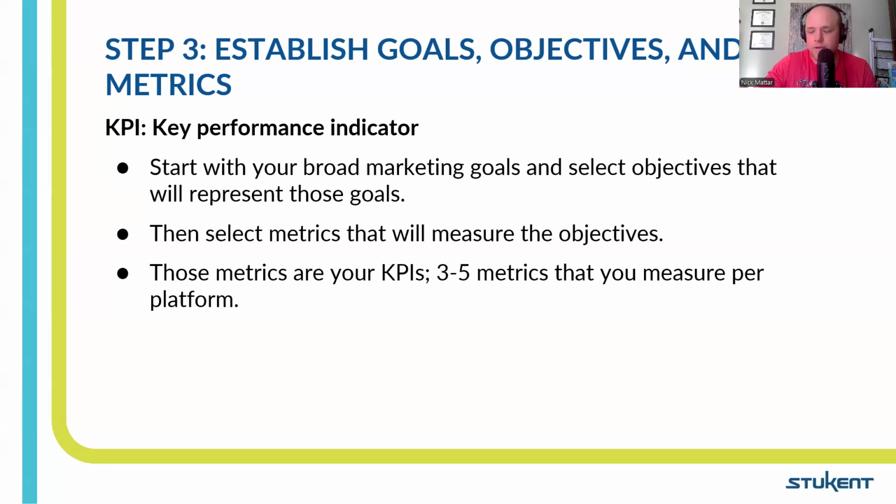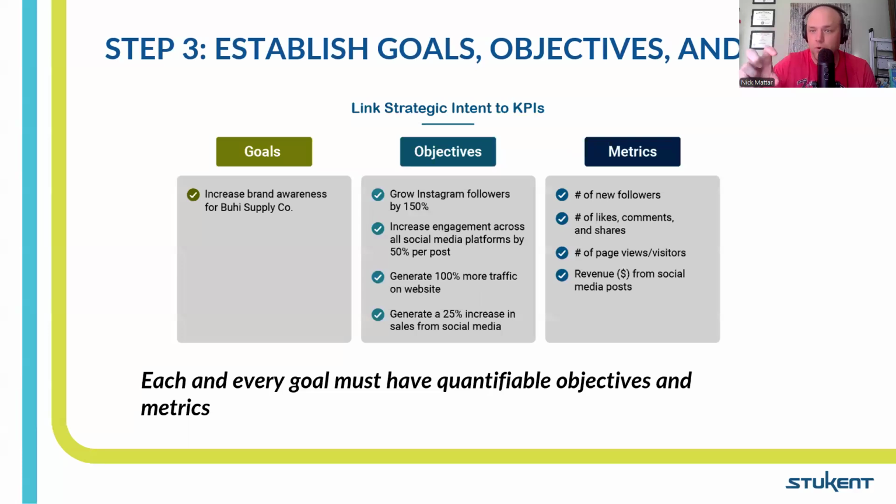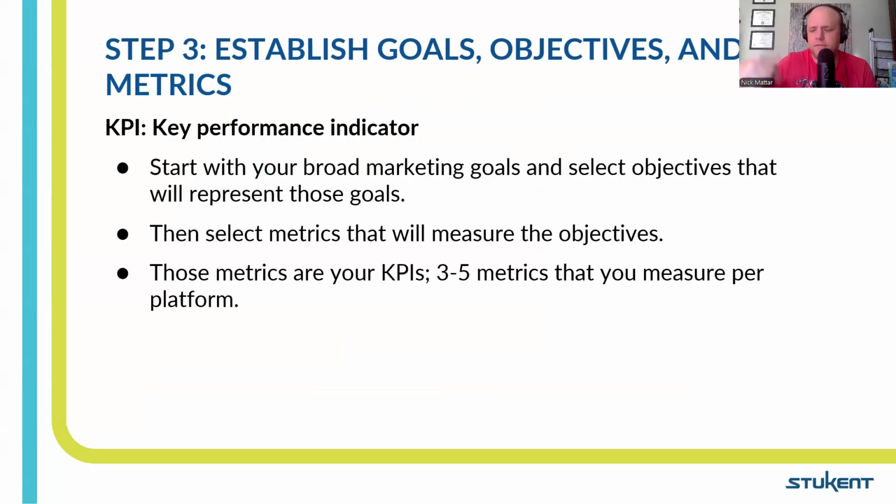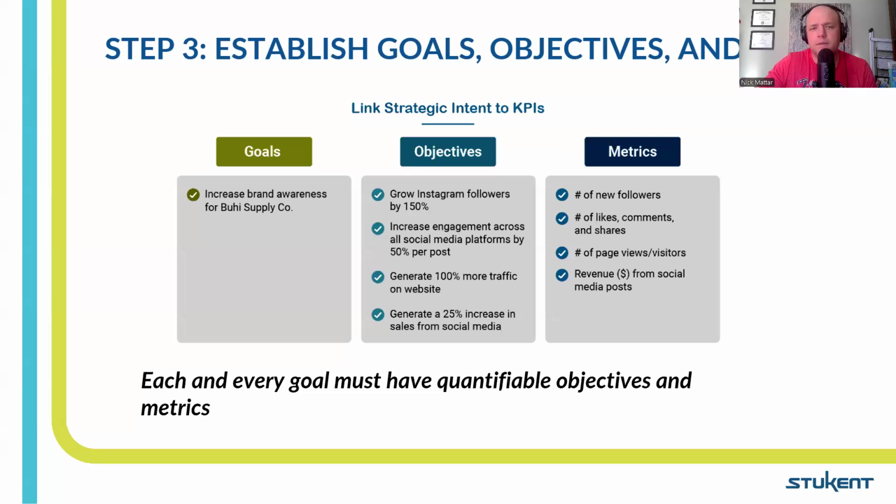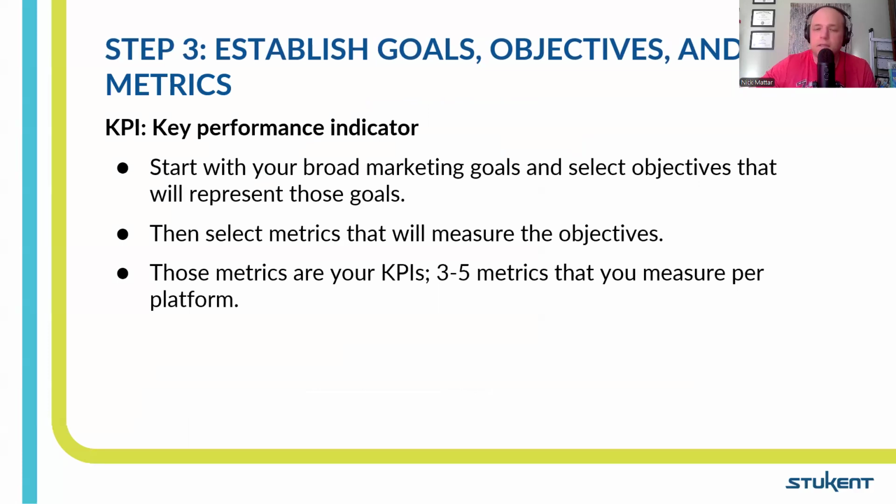3 to 5 are the metrics, by the way. If you go back, there's 4 in this example. Objectives wise, I mean, there are 4 here, and it's very much like one metric leads to one objective. Usually that's a good rule of thumb. There are some exceptions. But again, 3 to 5 metrics, which are your KPIs.